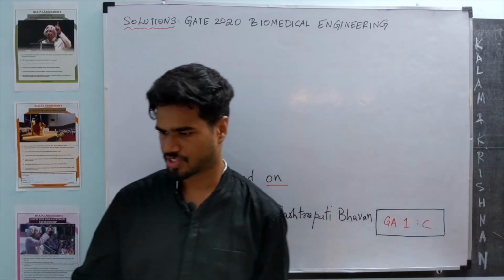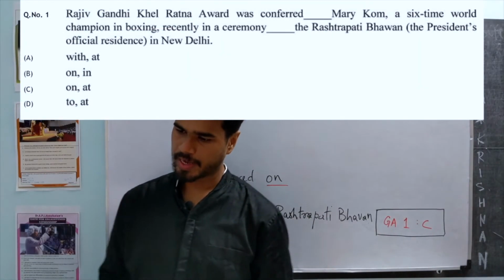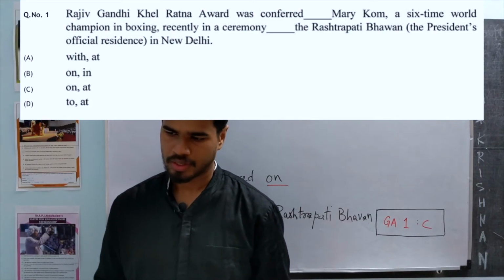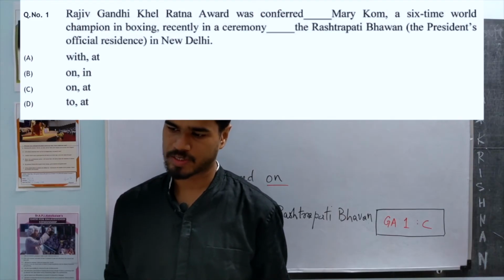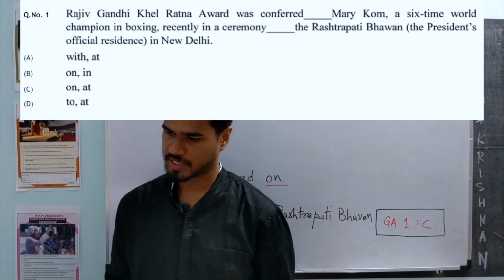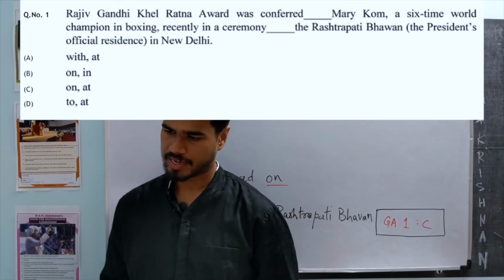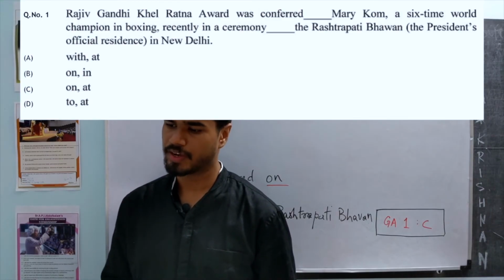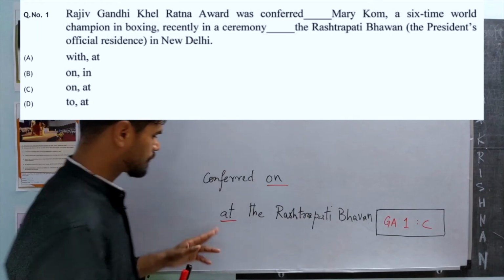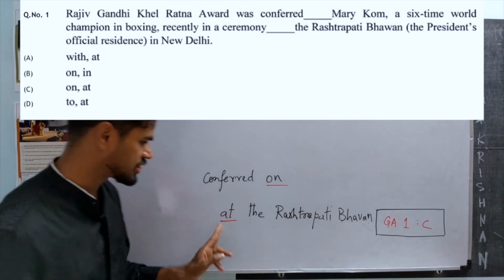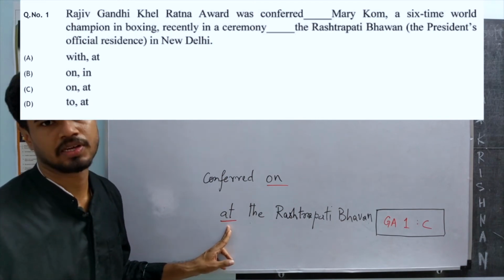Question number 1 from General Aptitude. Rajiv Gandhi Khel Ratna Award was conferred dash Mary Kom. The preposition that follows confer is always on. So conferred on Mary Kom, a 6-time world champion in boxing. Recently in a ceremony dash the Rashtrapati Bhavan, the president's official residence in New Delhi. Because Rashtrapati Bhavan is a specific place, the preposition that fills the space is at and not in.